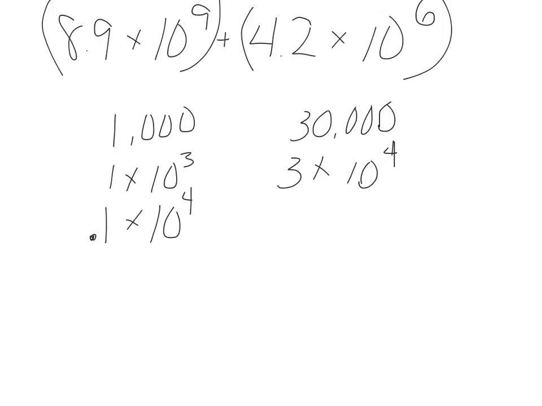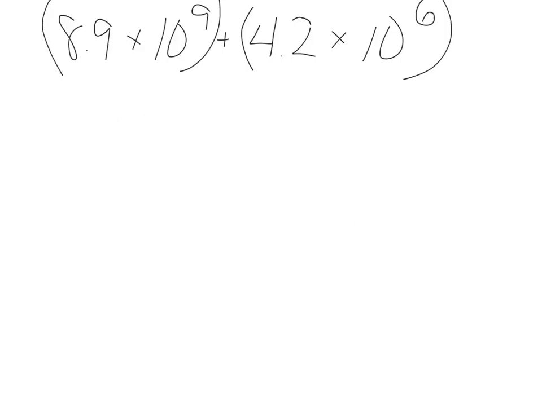Now I can add them together since they match. 3 plus 0.1 would be 3.1 times 10 to the fourth, which, let's see, 3 and then 4 spots, 1, 2, 3, 4. And that is the answer we should get.